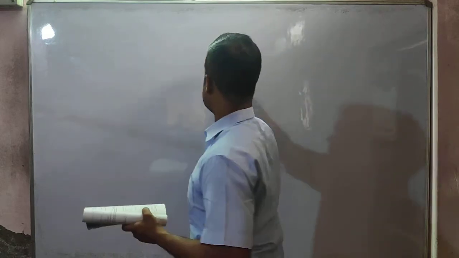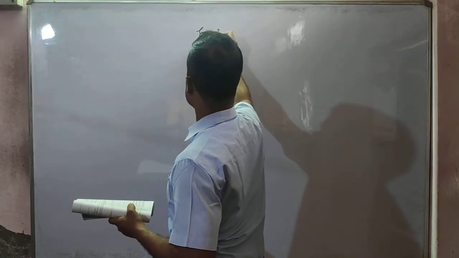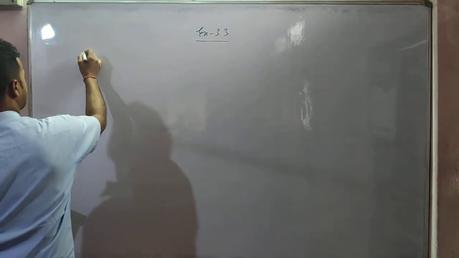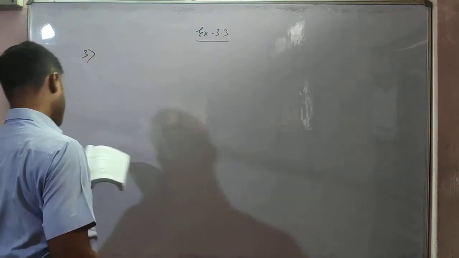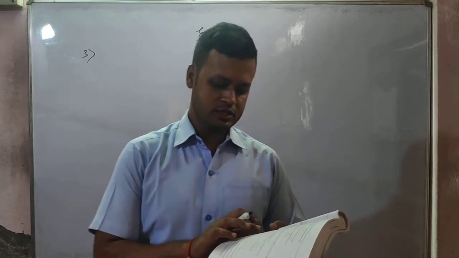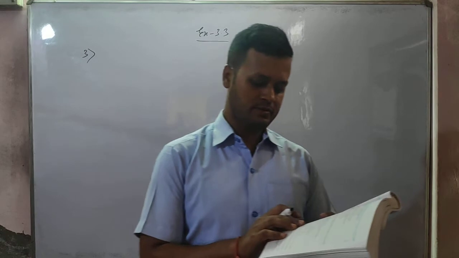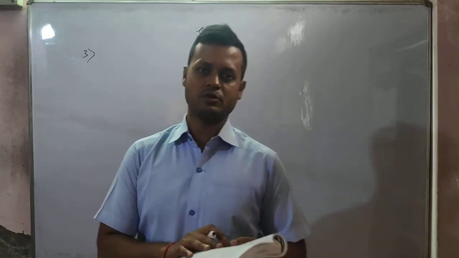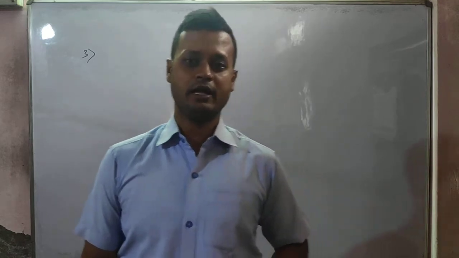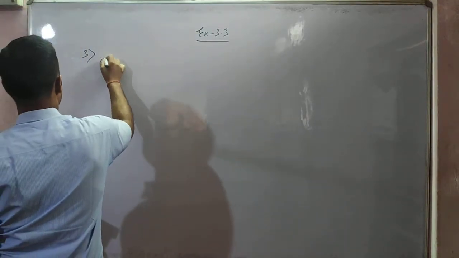So exercise 3.3 we are doing. 3.3 number 3 will start. Number 2 is the same. In number 2 we have to solve the two equations: 2x plus 3y is equal to 11 and 2x minus 4y is equal to minus 24. Solve these two equations and put the values of x and y in the given equation. You will get the value of m. So number 1.